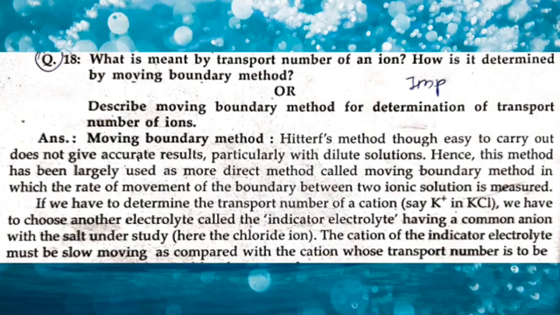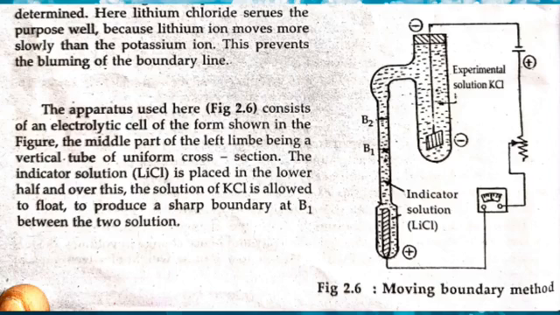We have to choose another electrolyte called the indicator electrolyte, having a common anion with the salt under study. Here, the chloride ion. The cation of the indicator electrolyte must be slow moving as compared with the cation whose transport number is to be determined. Here lithium chloride is chosen because the lithium ion moves more slowly than the potassium ion. This prevents the blooming of the boundary line.